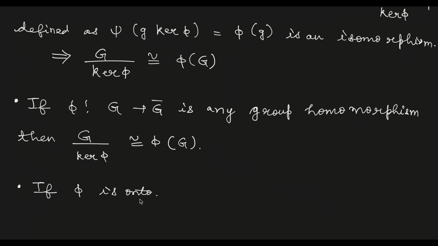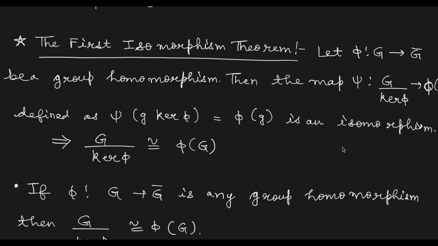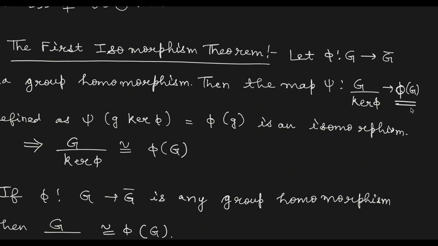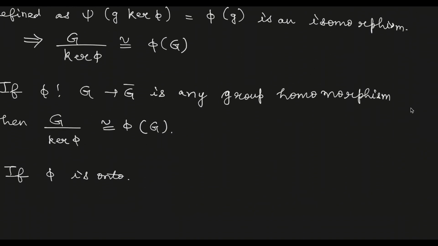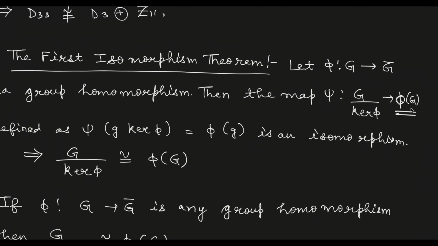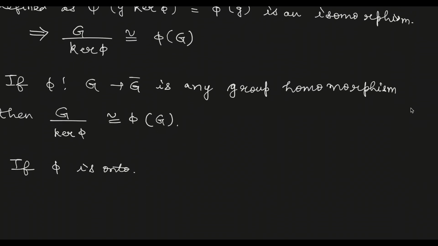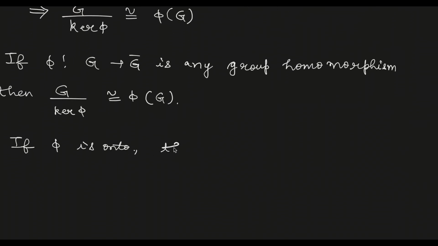Now if phi is onto, then codomain is equal to range. So G by kernel phi will be isomorphic to G bar.